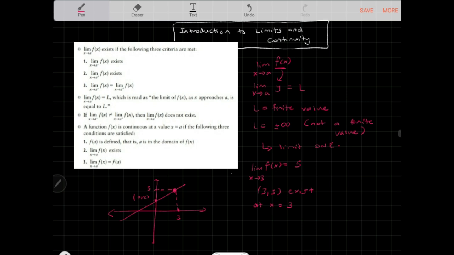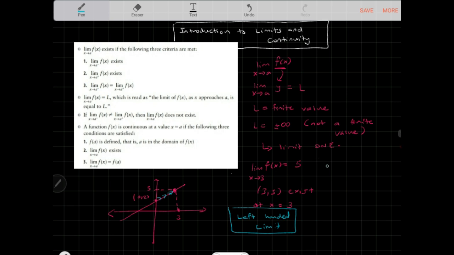Another way to test to see if a point is continuous is we look at the left and right-handed limits, right? So what is a left-handed limit? A left-handed limit is basically you're approaching the value of x from the left side. So we said that x is approaching 3. Well, basically you're approaching 3 from the far left side. So it's a value that is left of 3 that's very, very close to 3.